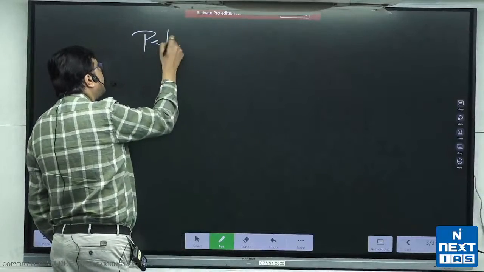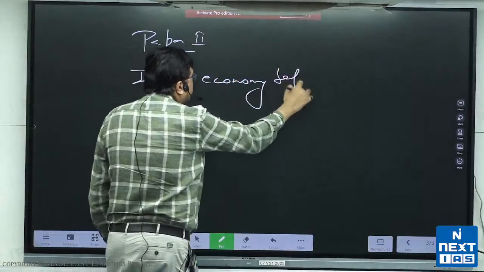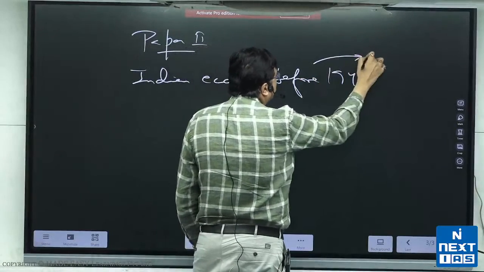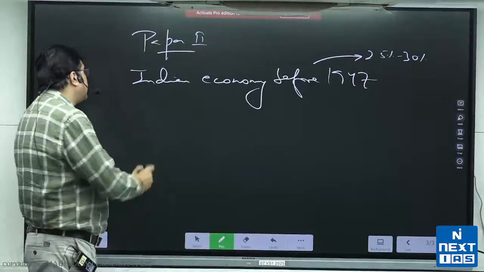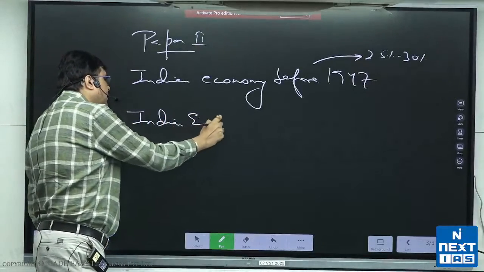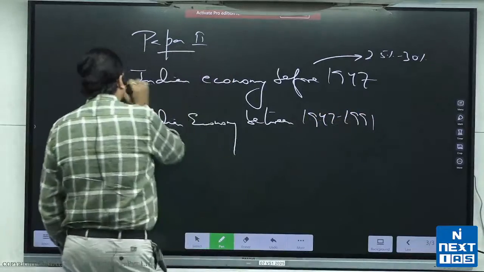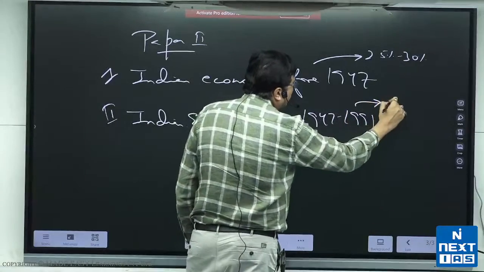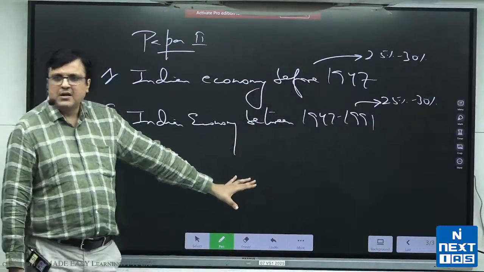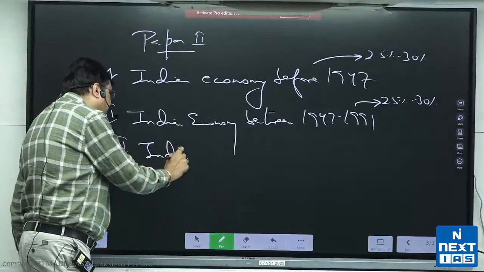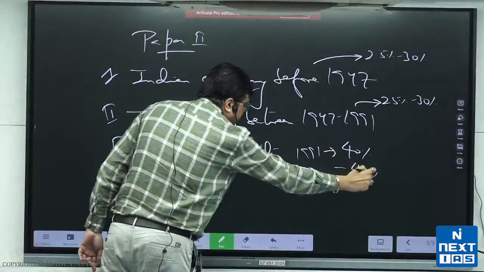In paper 2, you will have Indian economy before 1947. This is relatively easier but a lesser part of the syllabus. Indian economy before 1947: 25% to 30% questions from this part, maximum maybe 20% generally speaking. And then you have Indian economy between 1947 and 1991. So this is our first part, this is our second part. Again, you will see approximately 25% to 30% questions from over here. So 50-55% questions will be from here. And then you have Indian economy after 1991, which is approximately 40% to 45% of the paper.